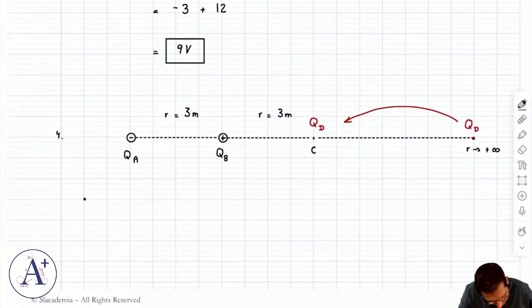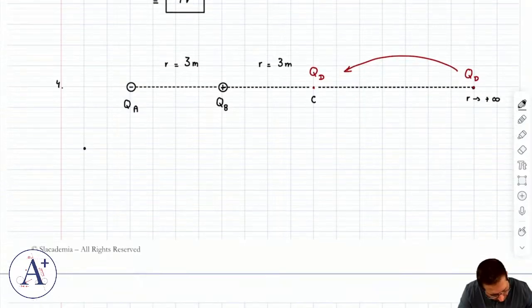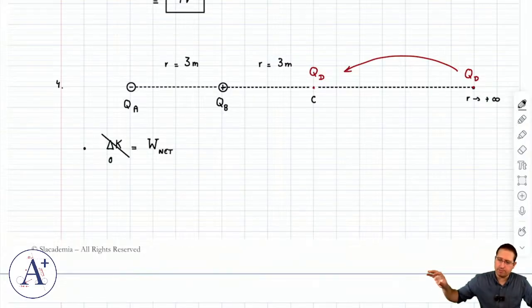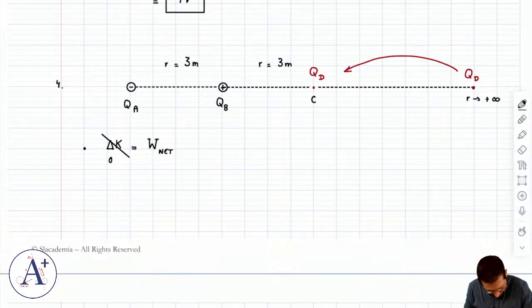What you're computing. The best way to do this, to not mix things up, is to actually use the work kinetic energy theorem. It's to say delta K is equal to work net. But delta K is going to be 0 because QD starts at rest. Then you bring it to point C, and you hold it there, so it ends at rest. So there's no kinetic energy at the beginning, there's no kinetic energy at the end. Delta K is 0. Means that the net work is 0.